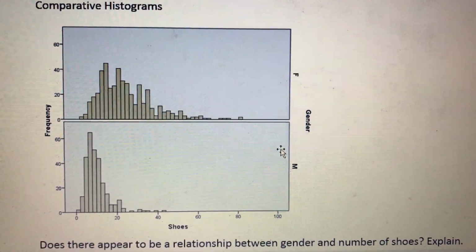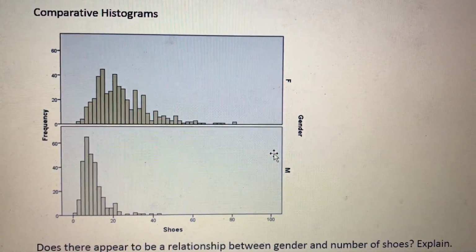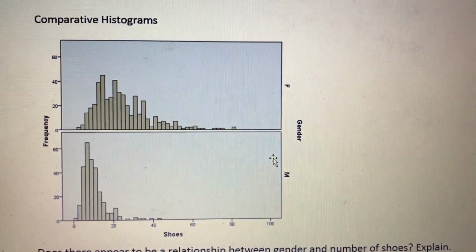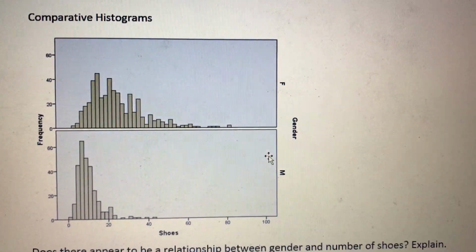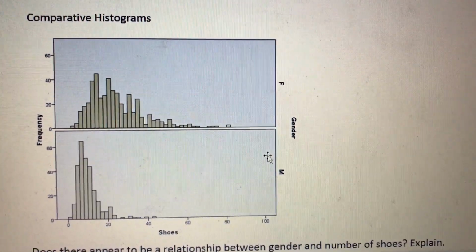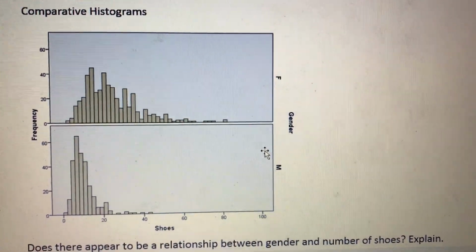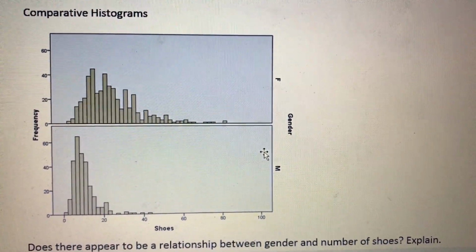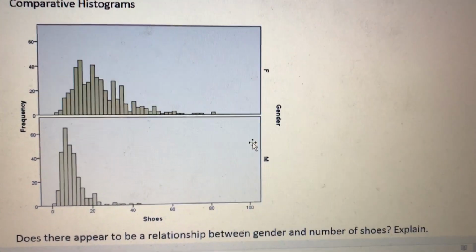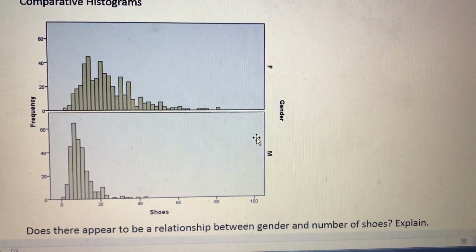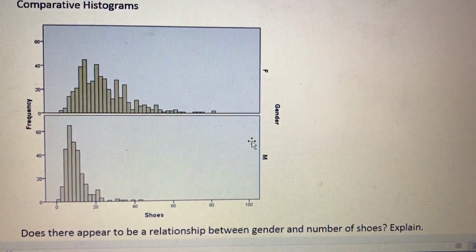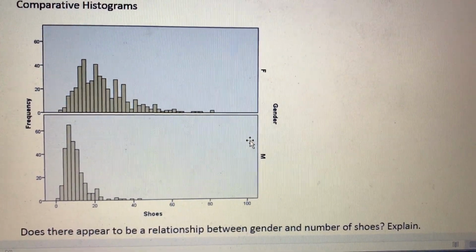Absolutely. Basically, any number to describe females is going to be higher than the same number used to describe males. The minimum, the maximum, Q1, Q3, the median, the mean, the range, the standard deviation, the variance, all of these values are higher for females than they are for males. The maximum for males is about 42. There are plenty of females that have more than 42 pairs of shoes.